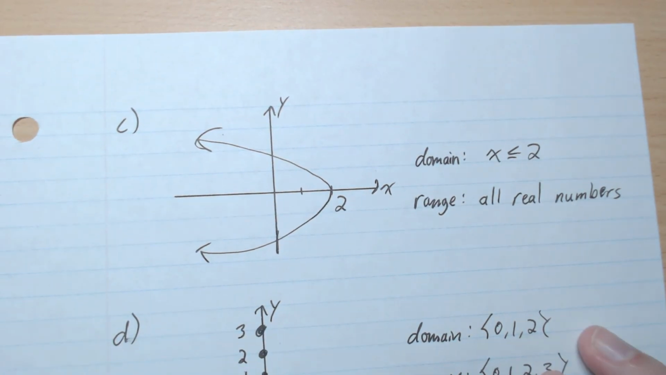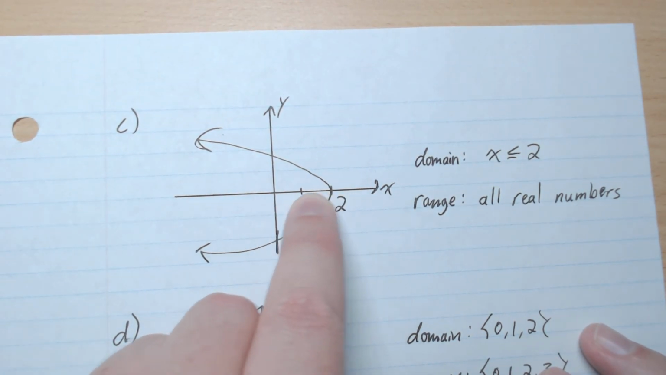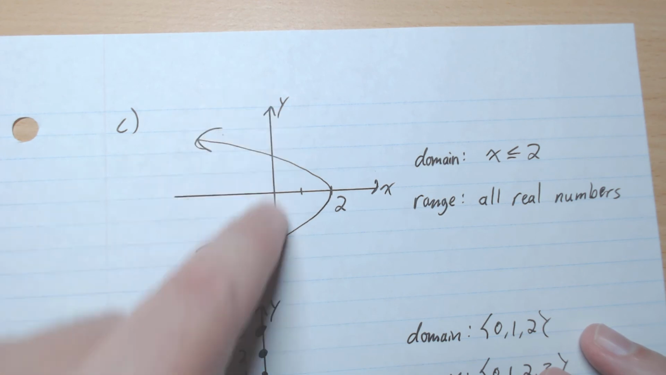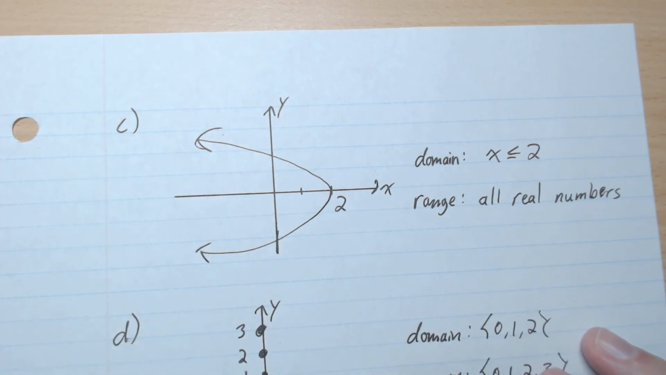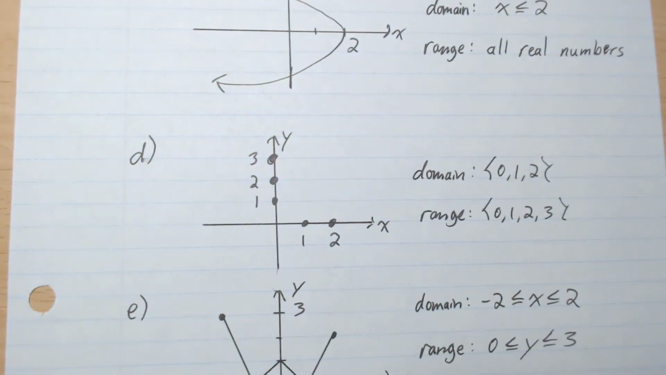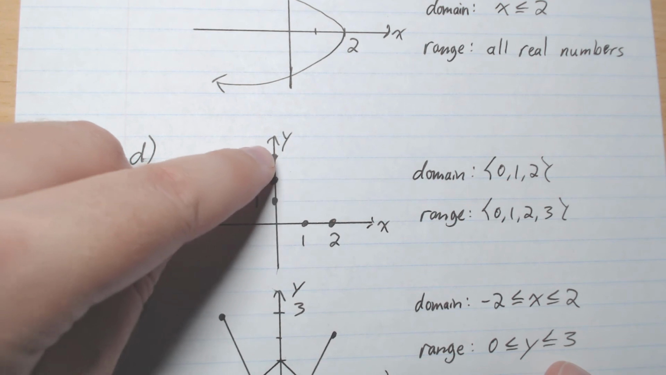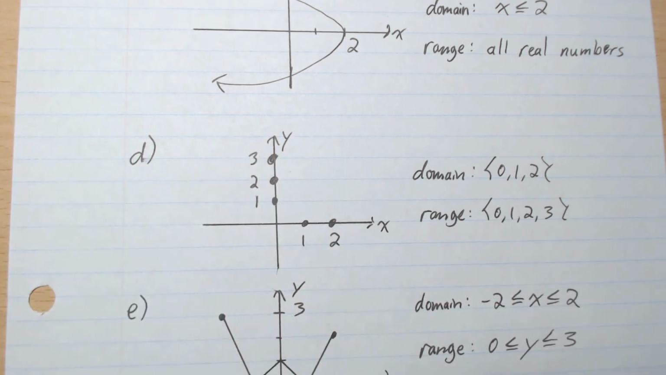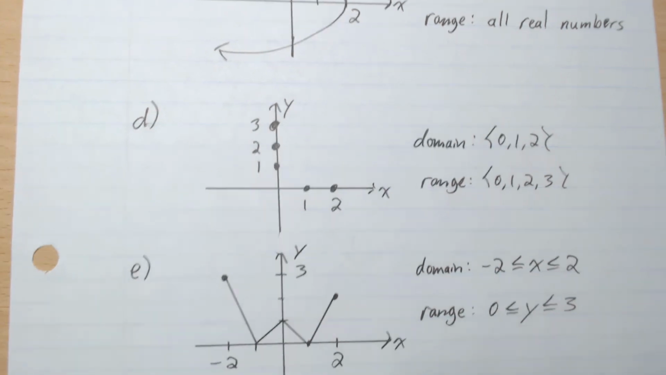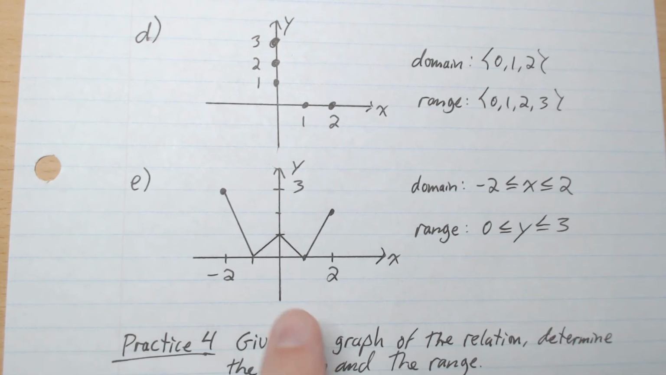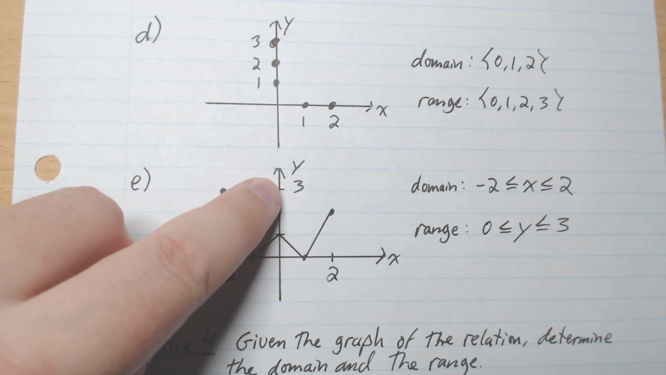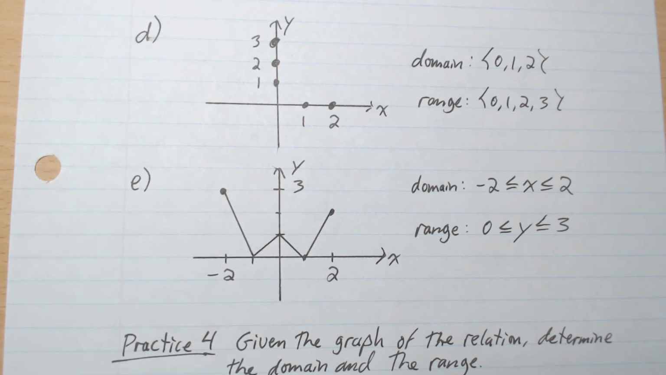C, domain x less than or equal to 2, like that. Range are all the real numbers, like that. D, the domain 0, 1, 2, like that, and the range 0, 1, 2, 3, like that. Okay, E, domain between -2 and 2, range between 0 and 3, like that.